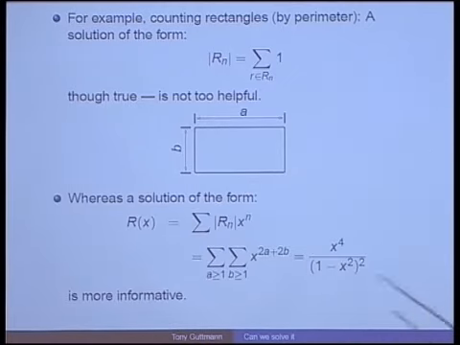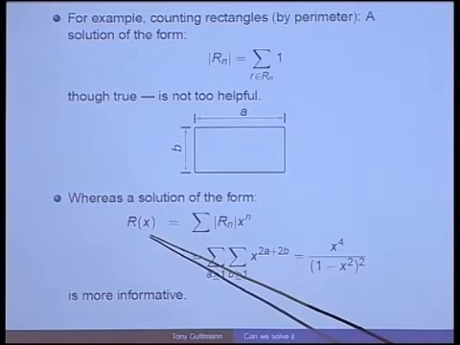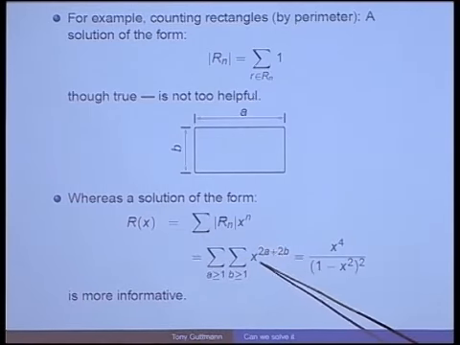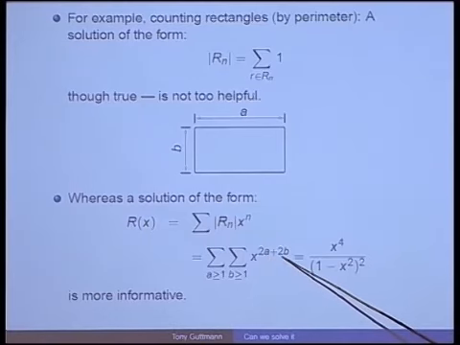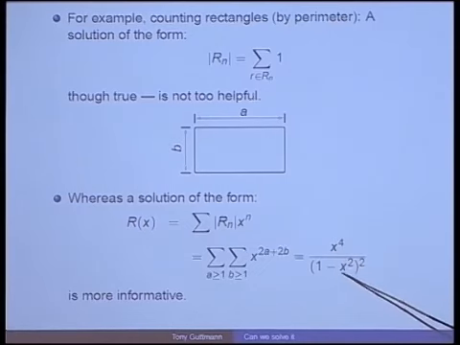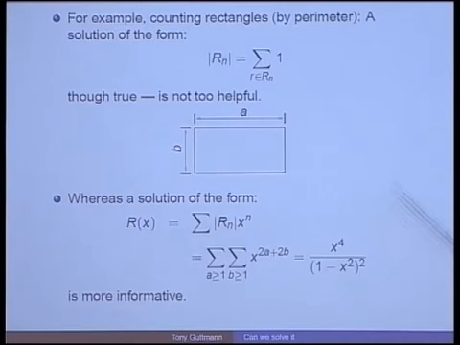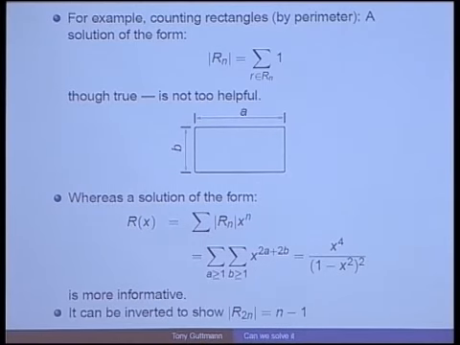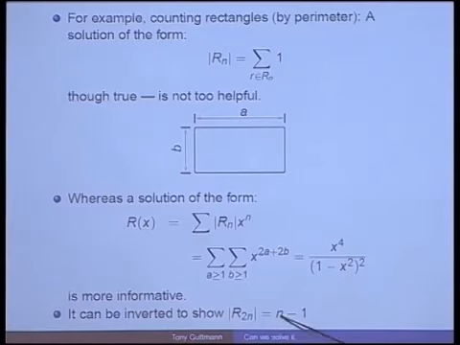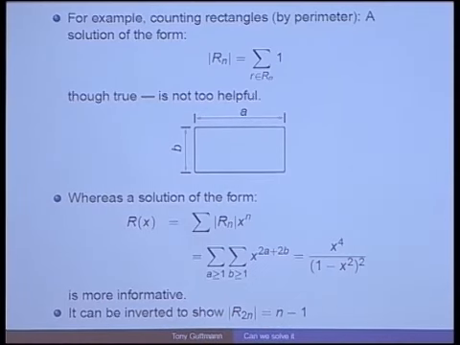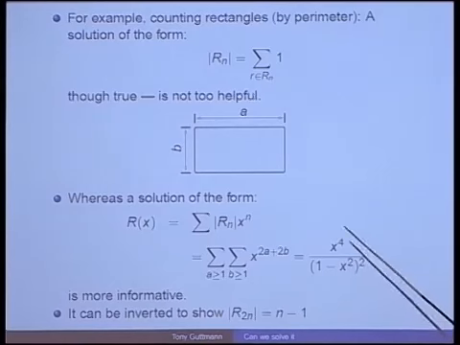Whereas a solution of this form is rather better. We calculate the generating function. We get a sum of x to the 2a plus 2b, where a is greater than or equal to 1, b is greater than or equal to 1, and we can trivially sum that to get this expression. That's more informative, especially if you can invert it to show that R2n is n minus 1. So that's what we'd like to be able to do, but of course in most cases our problems are slightly more complicated than counting rectangles.